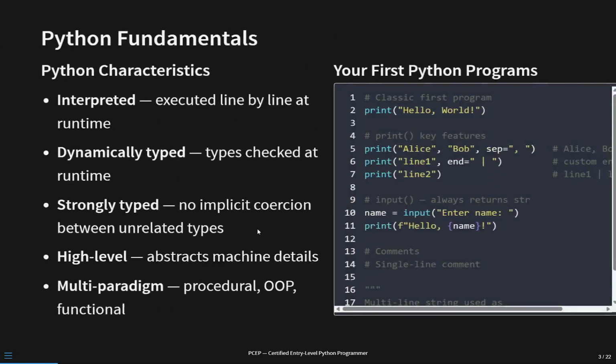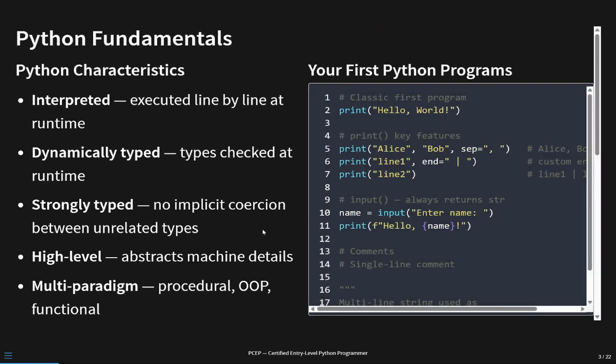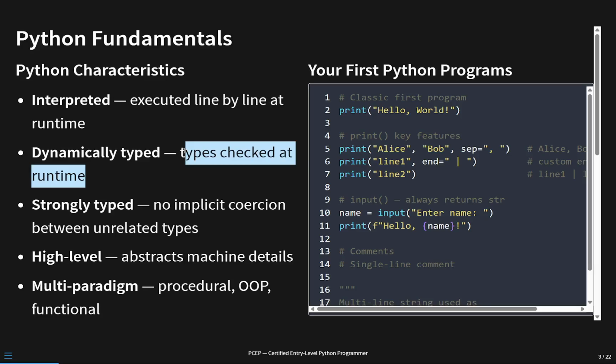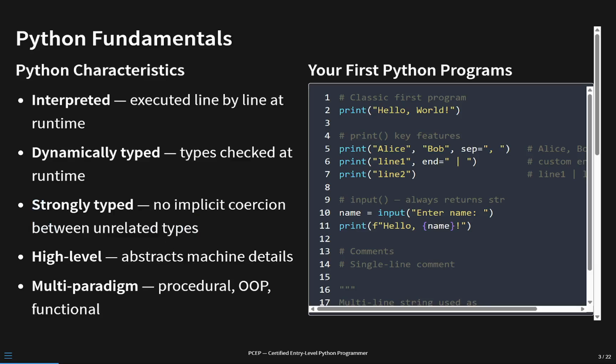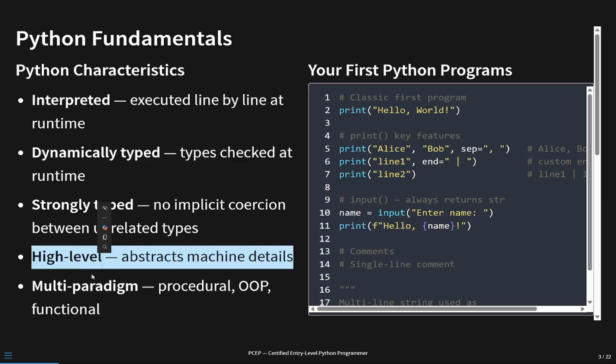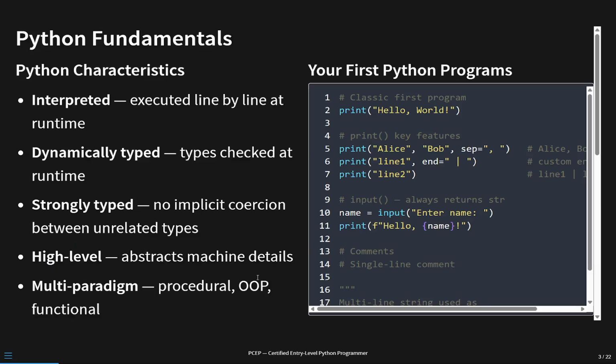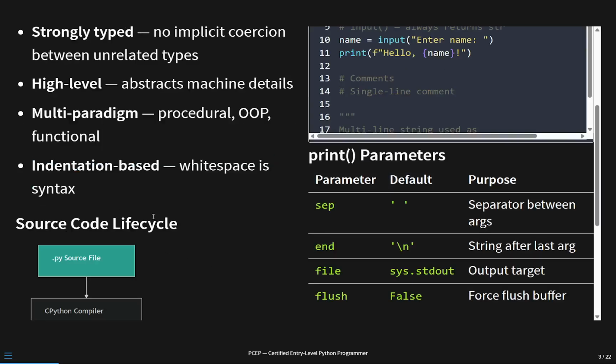Next. Before we touch any syntax, let's understand what Python actually is. Python is interpreted. Code is executed line by line at runtime, rather than compiled to machine code ahead of time. It's dynamically typed. You don't declare variable types. They're inferred at runtime. It's strongly typed. Even though types are dynamic, Python won't silently coerce unrelated types together. You can't add a string and an integer without an explicit conversion. It's high-level, multi-paradigm, and most importantly, indentation-based.